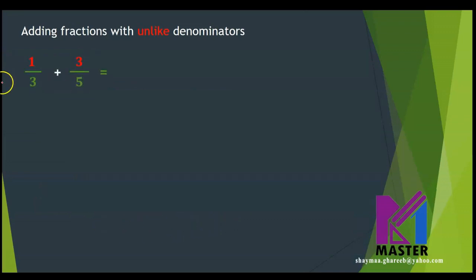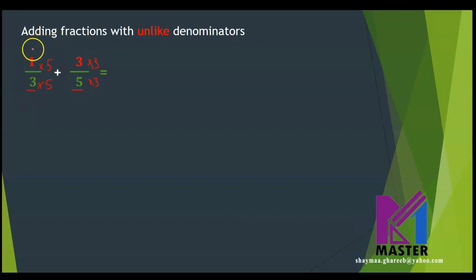Now let's see this example, 1/3 plus 3/5. So I need to think of a common multiple between 3 and 5, the least common multiple, which is number 15. So I need to change this 3 to be 15 and this 5 to be 15. So 3 times 5, up and down, and the 5 times 3, up and down. Then I rewrite the fractions.